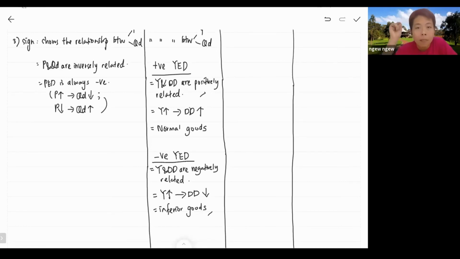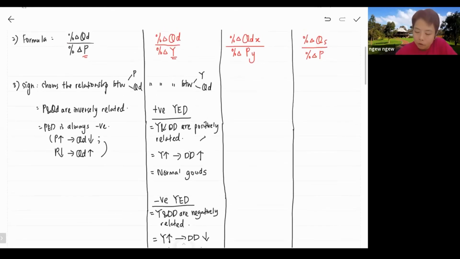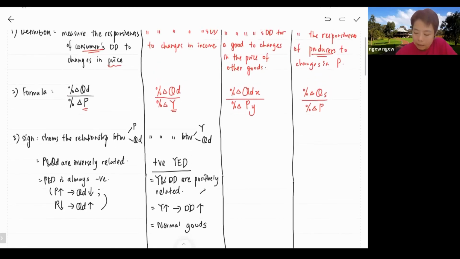But then guys, used house is not considered inferior goods. Okay, second-hand house will cost more than first-hand as time passes. So be careful, yeah? And now let's move back to XED.